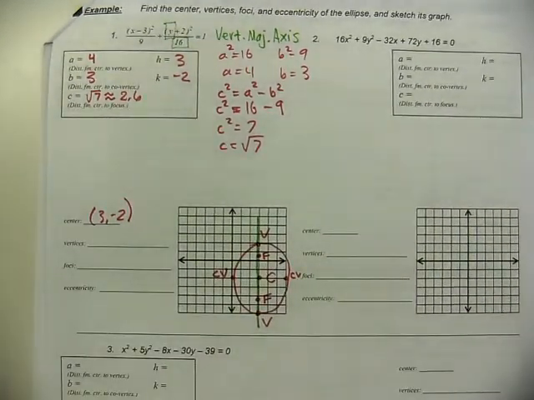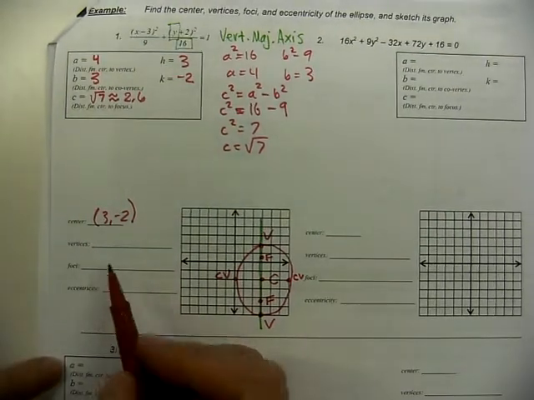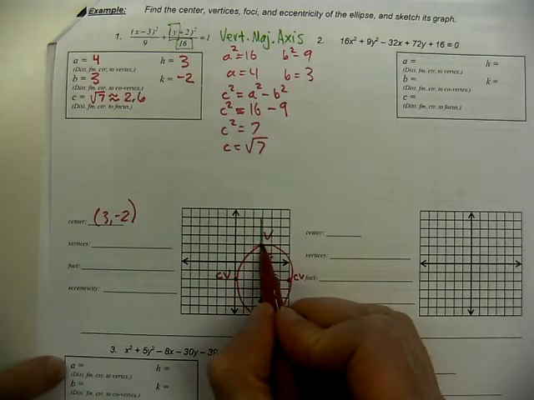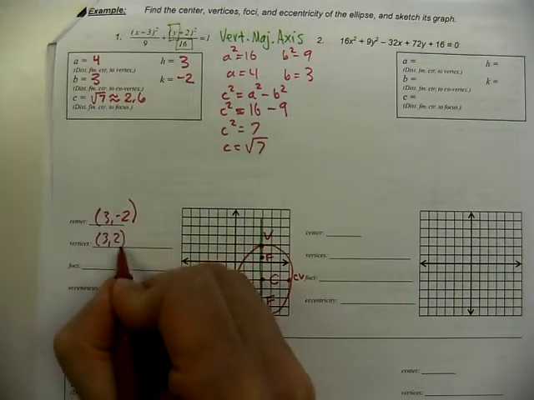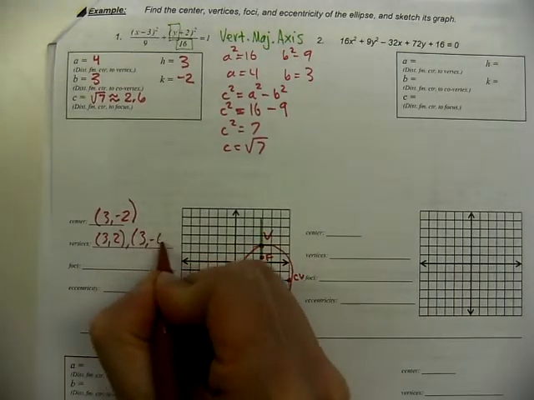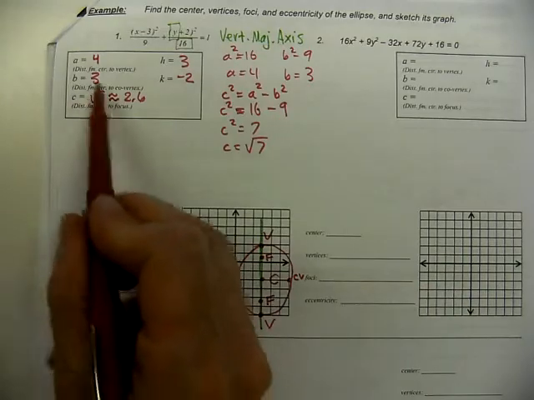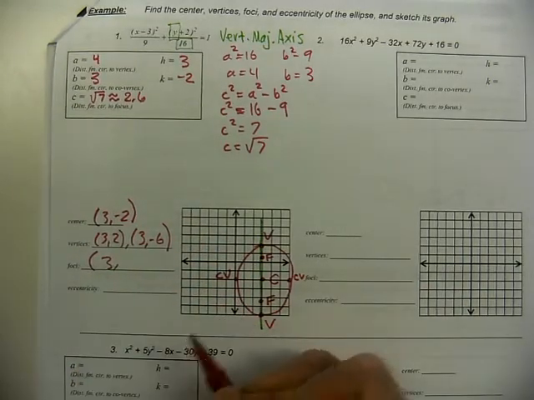Something like that. And then we'll just fill in the details here with these coordinate points. So the vertices, we're only describing the main vertices, we're not describing the covertices. So we have a location here at (3, 2) and (3, -6). The foci are also above and below the center, but that length was a root 7, so we're going to represent it this way. The x-coordinate is the same.